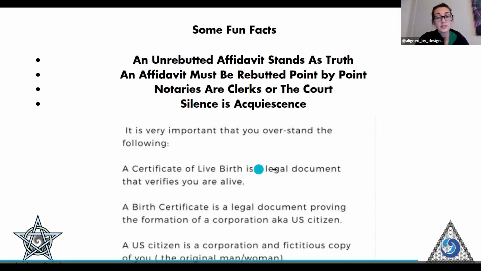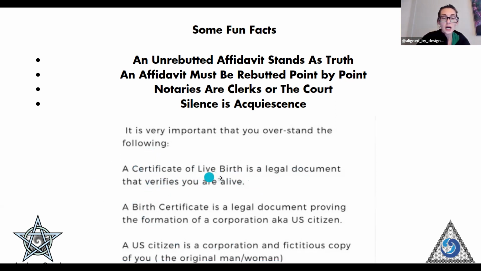But yeah, so a certificate of live birth is a legal document that verifies you are alive. And the certificate can be anything. It can be the Bible, it can be a birth certificate, it can be any document that says that you were born and has two witnesses. Okay, the corporation has mastered this system by creating the birth certificate, and that birth certificate is a legal document proving the formation of a corporation, aka US citizen.